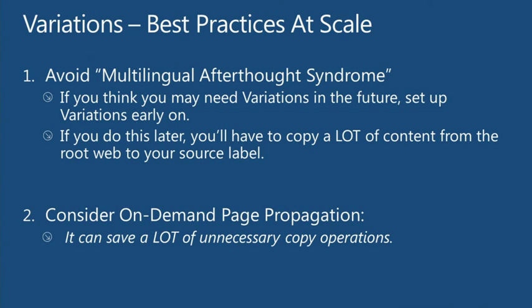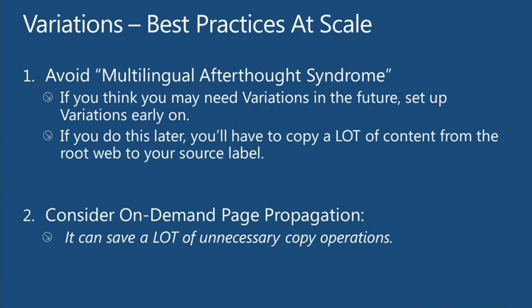Fundamentally, if you need this, whether you're using variations or any other approach to multilingual, you must plan for it up front because it impacts everything about the deployment. Also, if you are using variations and you come along later and turn it on, there's a huge amount of content that's going to need to be propagated from the source, the existing content, which could be hundreds of thousands of pages and associated resources, to each individual variation label.